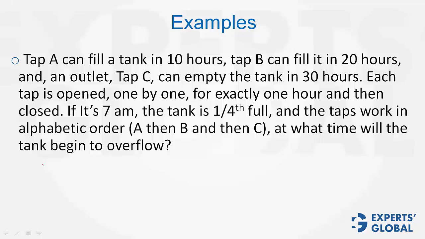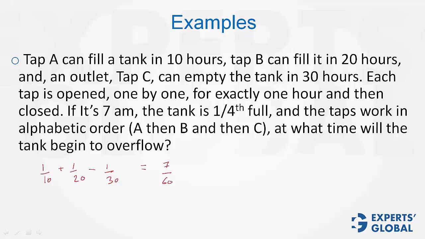Tap A can fill in 10 hours, so 1/10. B can fill in 20, so 1/20th. C can empty in 30, so negative 1/30th. This sum turns out to be 7/60ths. 7/60ths is the amount of work done in 3 hours.